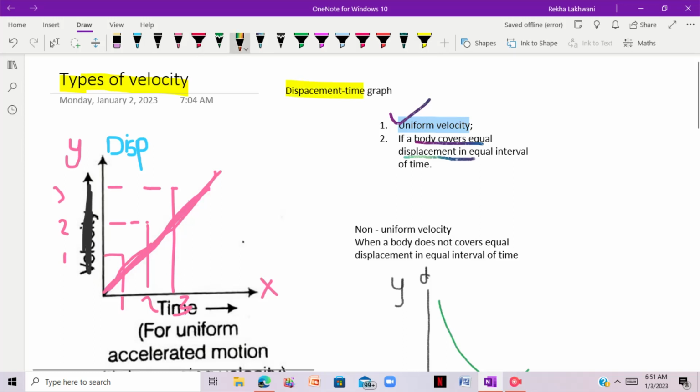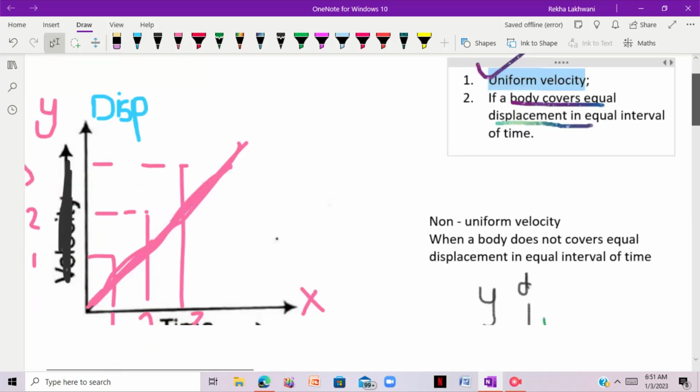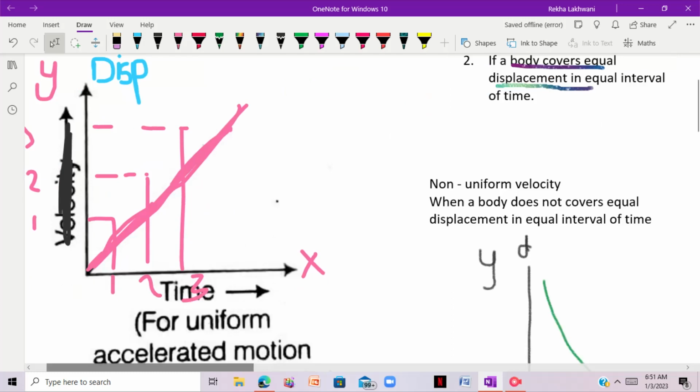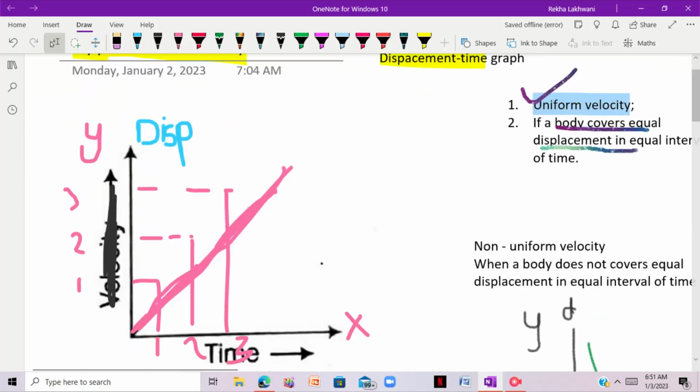So when we talk about uniform velocity, it means the body covers equal displacement in equal intervals of time. For example, 1 meter covered by the body in 1 second, right? 2 meters covered by the body in 2 seconds. 3 meters covered by the body in 3 seconds. So it means equal distance in equal intervals of time, right? When we join these points, we get a straight line. So this graph basically shows us the uniform velocity. I hope that is clear to you.